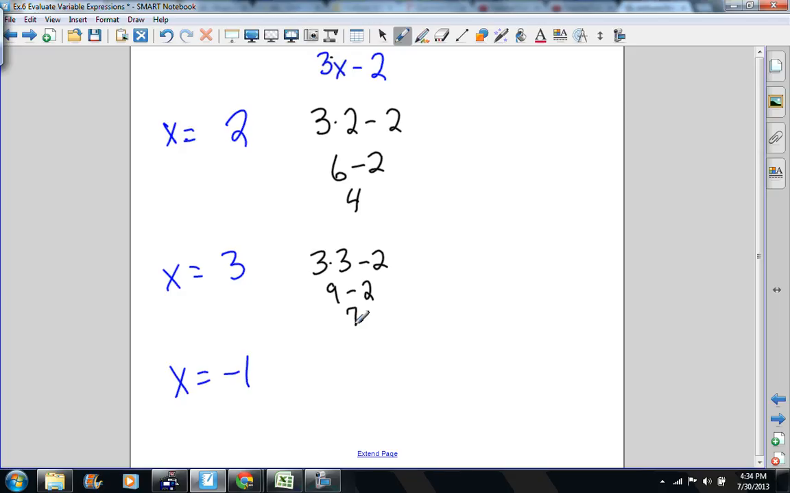Just like before, we can have some negatives mixed in. It doesn't change anything. 3 times negative 1 minus 2. Well, 3 times negative 1, that's negative 3. Minus 2 more. Well, that means we owe someone $3, and we have to borrow 2 more. So now we owe someone $5.